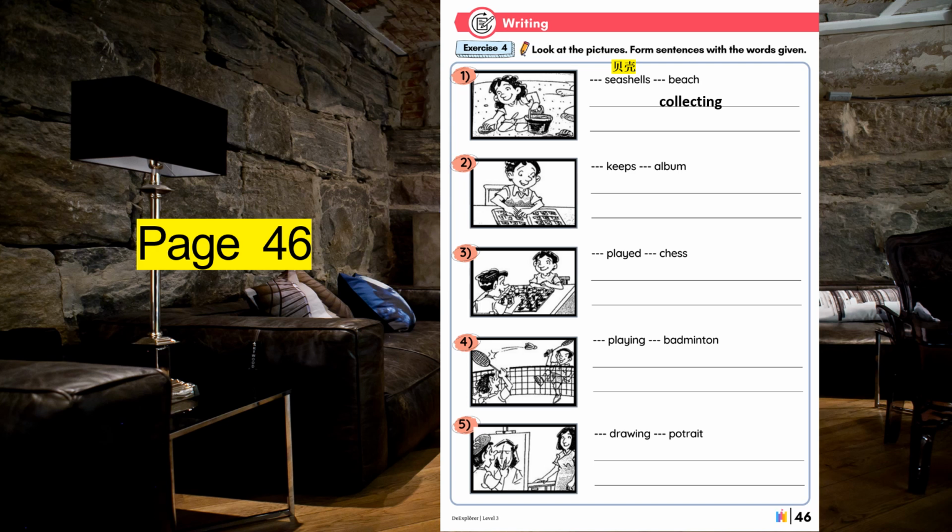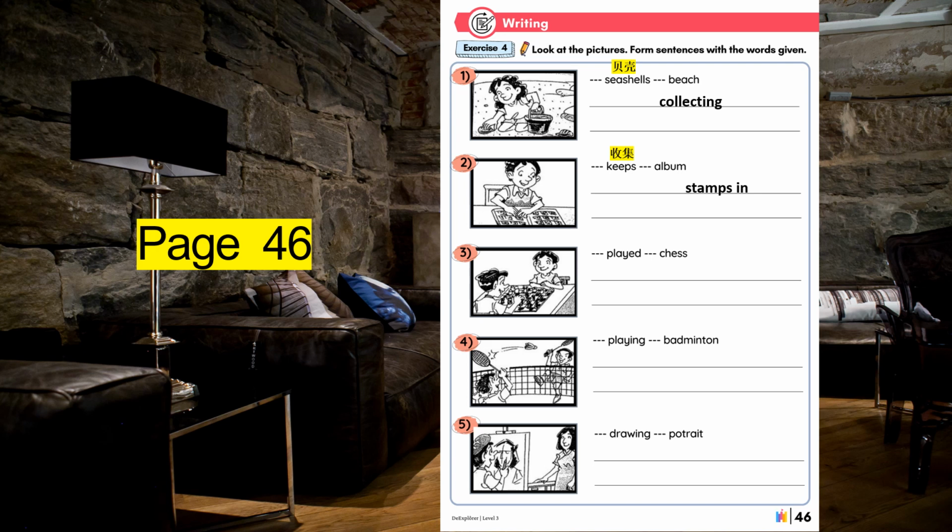Number two, keeps, 也是收集的意思. So, keeps, then album. So look at the picture. Okay, that's called an album. So 那一本书，它是收集什么？邮票。Stamps. Where? In an album. In an, A-N. In an album. 就是帮谁收集那些 stamps 在哪里?